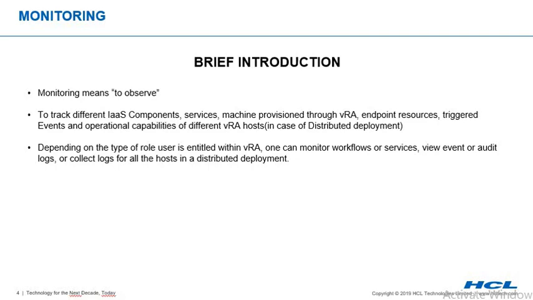Now, it's not like every person can monitor all the things said before. So here, RBAC, that's the role-based access control policy of vRA, plays a very important role. Hence, depending on the type of role a user is entitled to within vRA, one can monitor workflows or services, view events or audit logs, or collect logs for all the hosts in a distributed deployment.